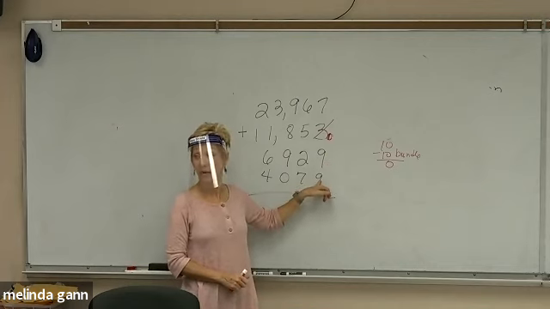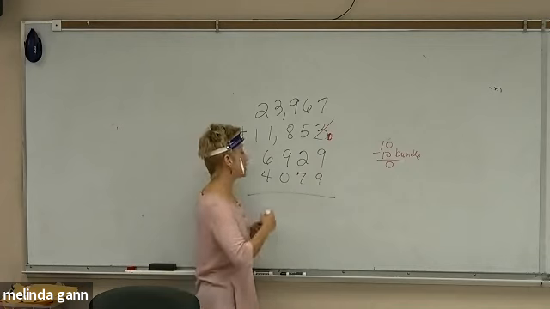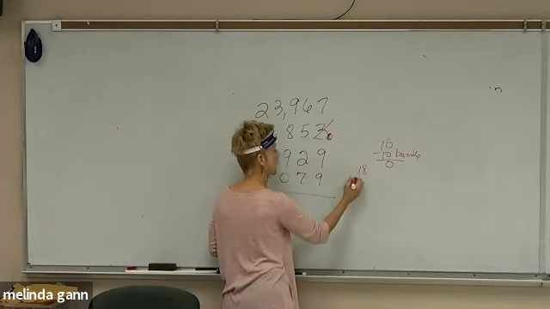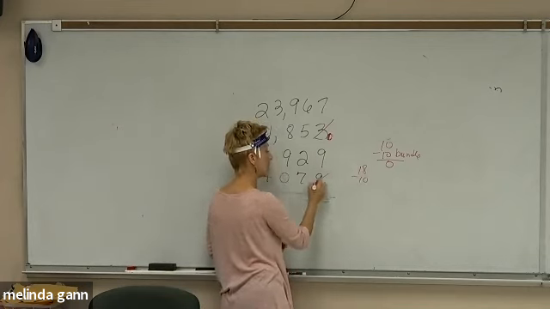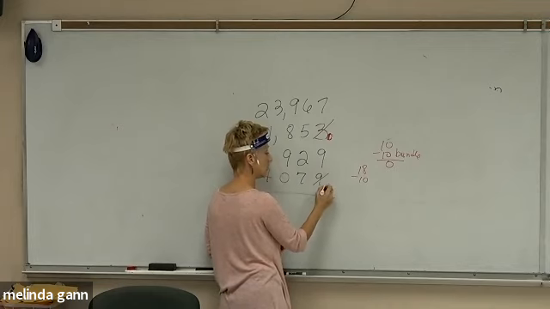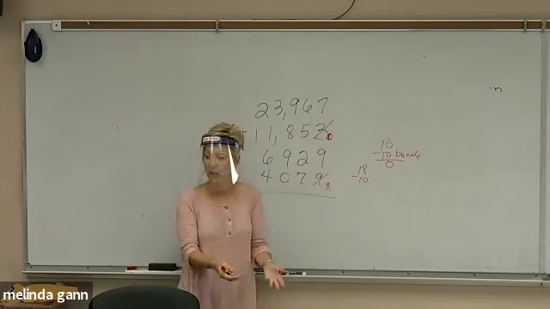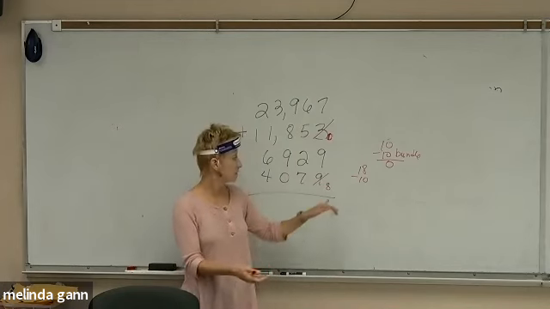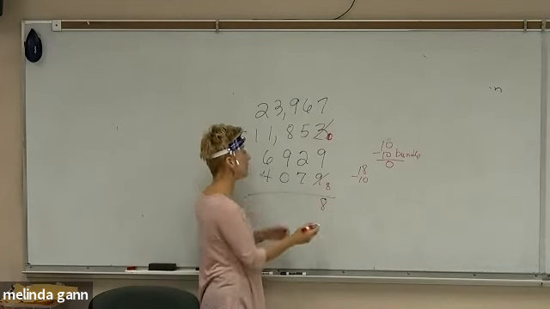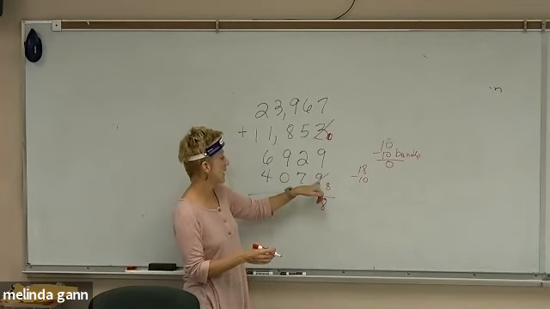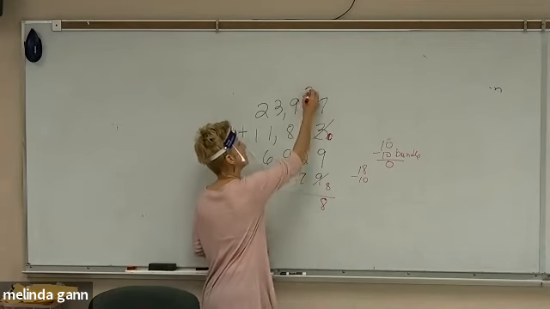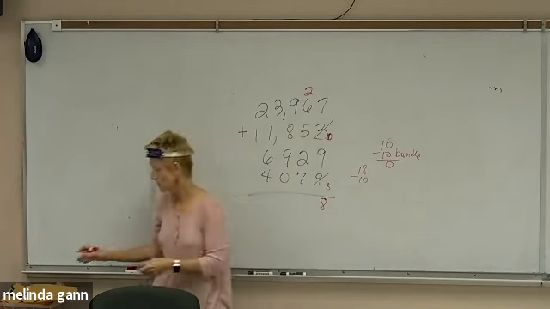18. Do I have enough to make a bundle? So what am I going to do? I'm going to take that 18. I'm going to remove 10 from my bundle. So that's a bundle. How many are going to be left over? 8. So at the end of all of this, how many little cubes do I have? I have how many? 8. How many rods? How many bundles did I make? I made how many? 2. So I carry them to the next column. Okay.